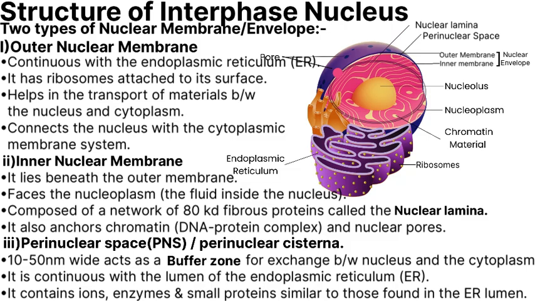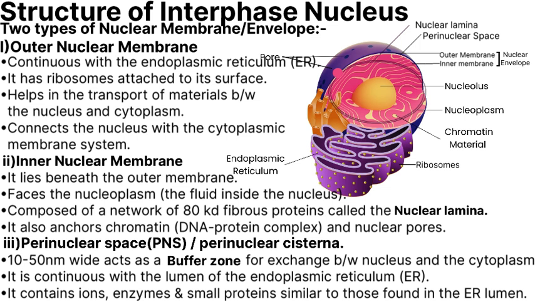So let's see what the outer nuclear membrane is. On this double membrane organelle, on the outer side, you will find the outer membrane, which usually remains continuous with the endoplasmic reticulum, and more specifically the rough endoplasmic reticulum, RER, and it also bears ribosomes. Ribosomes attach to its surface just like the rough ER. Now it helps in the transport of materials between the nucleus and the cytoplasm as it lies on the outer side of the membrane, and it also provides a connection between the nucleus and the cytoplasmic membrane system.